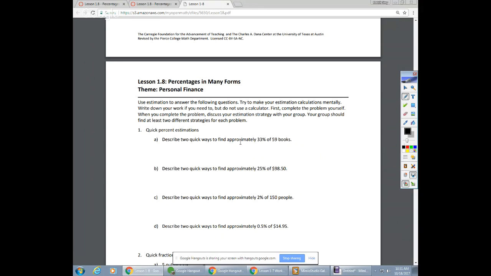Here it says give 2 quick ways to find an estimate of this. By estimate, we mean don't whip out your calculator, which, you know, we all love our calculators. However, it's good to have those skills. So just mess around. If you can only find one way to estimate it, that's okay. Just write one way. But try to find 2 different ways to estimate without a calculator.